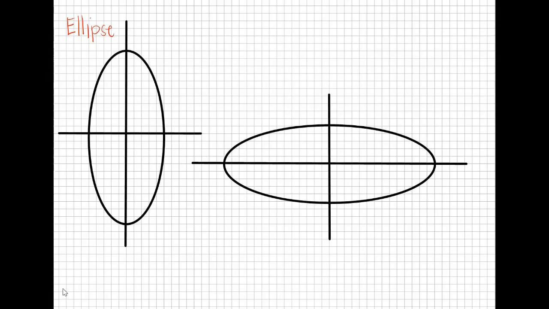This is a guide for the topic ellipse. As we all know, we have two types of ellipse, the vertical ellipse and the horizontal ellipse. Both ellipses have vertices. We also have two co-vertices for an ellipse. And we have the center, just like the circle. This is a central conic.